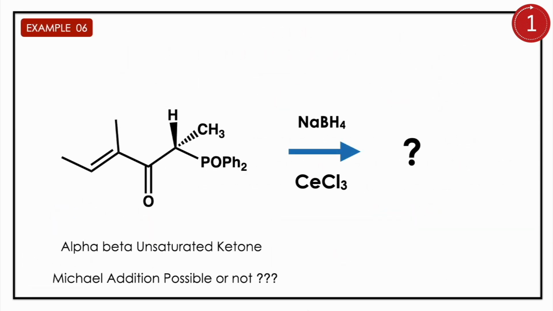Then the next problem. Here you have a carbonyl. One side you have an alkene, another side you have a chiral group. The chiral group is with hydrogen, methyl and phosphine oxide. Hydrogen above the plane, methyl below the plane. You are using sodium borohydride, ceric chloride. You should find what will be the final product.